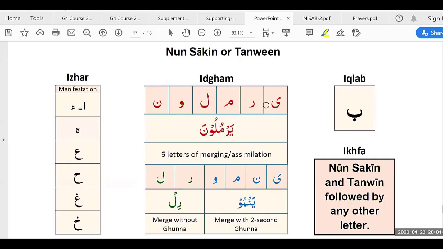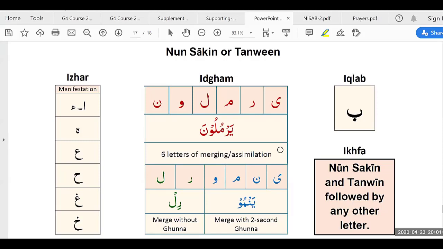Okay. So then we also did rules concerning noon sakin and noon tanween. So the first one is the rule of izhar, where we have to manifest the sound of noon very clearly if noon sakin or tanween is followed by the following 7 letters. The second rule is the rule of idgham, where we have to assimilate the sound of noon. Noon sakin or tanween, we have to merge the sound.